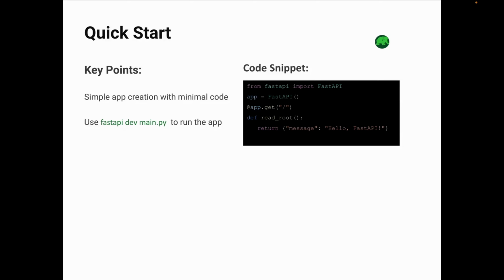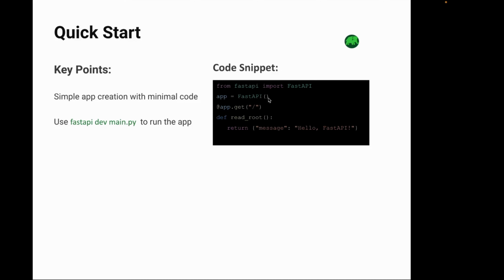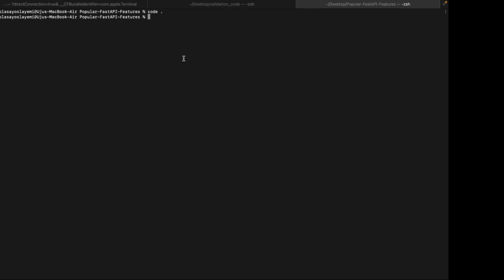To create a FastAPI app, you can use these few lines of code. Before you get started with FastAPI on your machine, make sure you set up your virtual environment. You can set up your virtual environment with the following command. Now, let us activate the virtual environment. You've successfully activated your virtual environment.